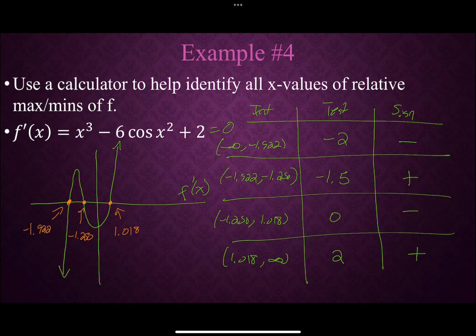So this means that we've got a minimum when, again, we go from decreasing to increasing, which would be at the negative 1.922 and at the 1.081 because we're going from decreasing to increasing there. Whereas we got a maximum when we go from increasing to decreasing, that's occurring at the 1.250.